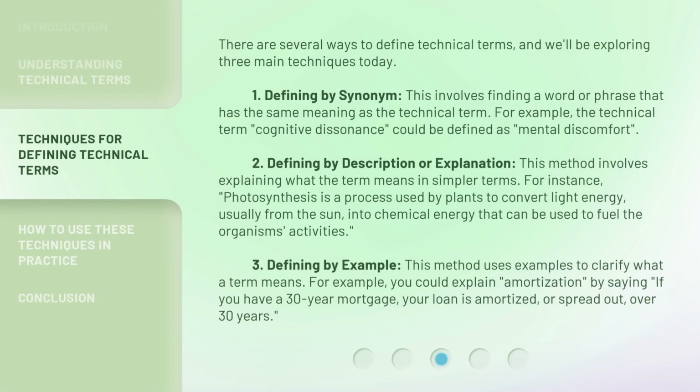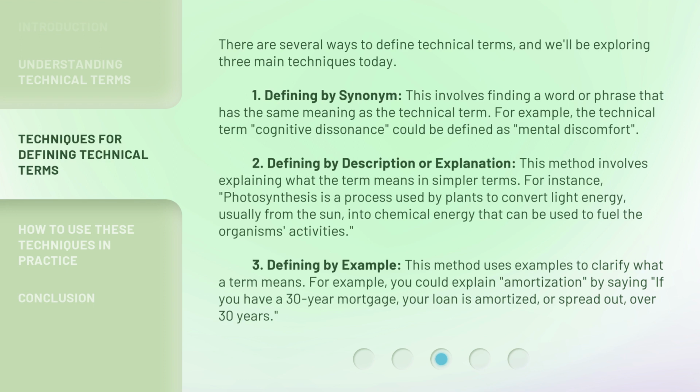There are several ways to define technical terms, and we'll be exploring three main techniques today. 1. Defining by synonym. This involves finding a word or phrase that has the same meaning as the technical term. For example, the technical term cognitive dissonance could be defined as mental discomfort.